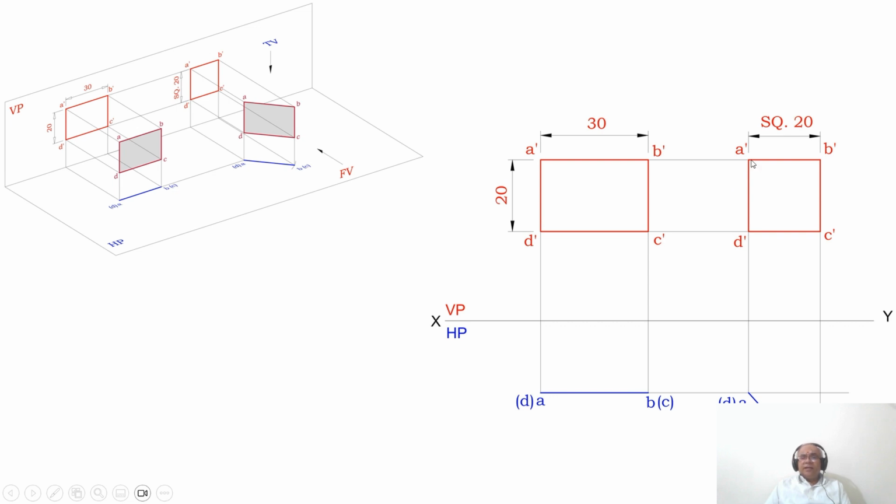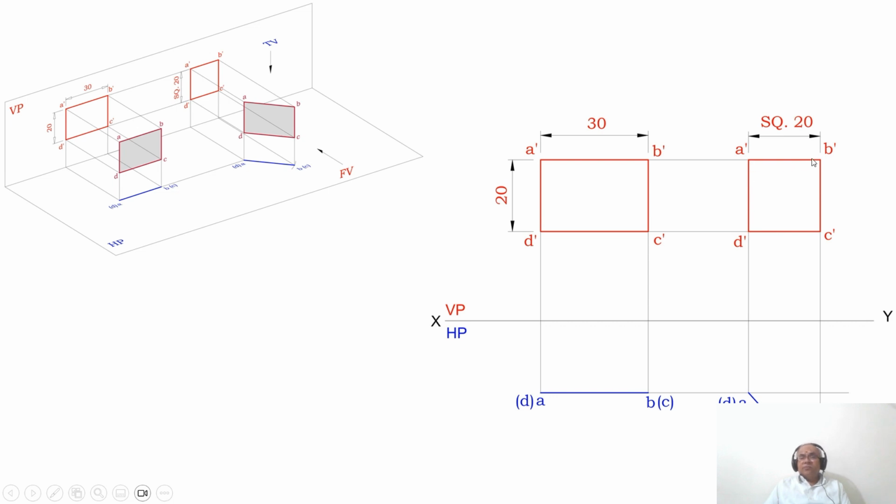Then you take any point on this horizontal line and mark that point as A dash. Then draw vertically down so that you are going to get this D dash. Then with A dash as center, take the radius of 20 and draw an arc, and similarly from D dash also draw an arc on that horizontal projector. And you mark that point as B dash, and you mark this point as C dash, and then you mark this point as D dash.